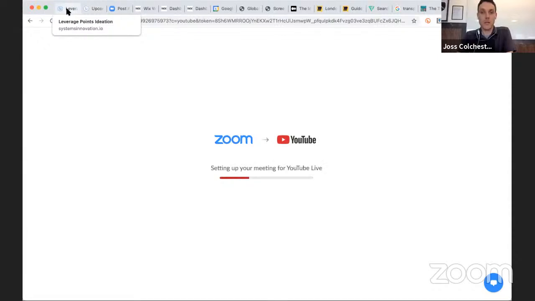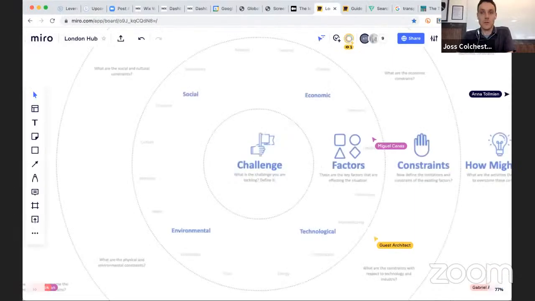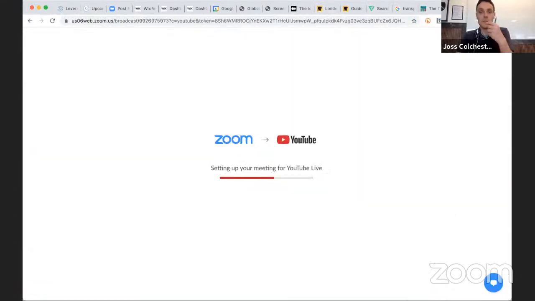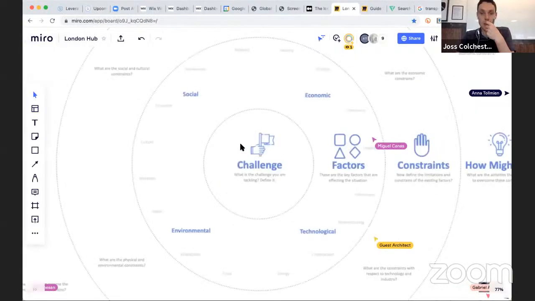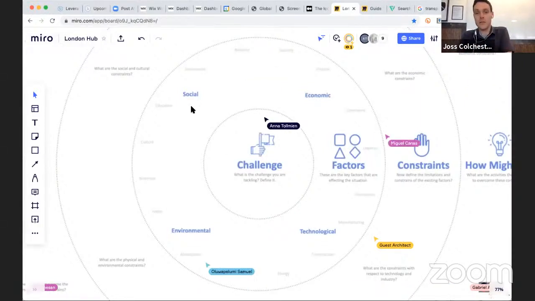I'll just quickly summarize what I talked about there so that it's available for the recording. So here we are. The challenge, we're going to put the challenge in the center there. And then around that, we're going to think about the actors and the factors that are affecting that.